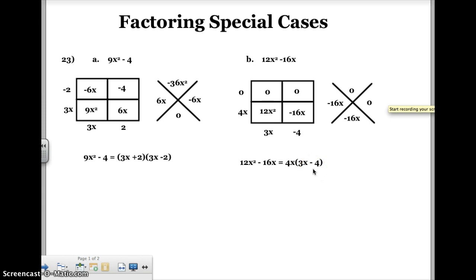Hopefully that helps with some of your special cases. Make sure you always put your units in the upper right hand corner and your x squareds in the bottom left hand corner. If you do that, everything else will fall into place.